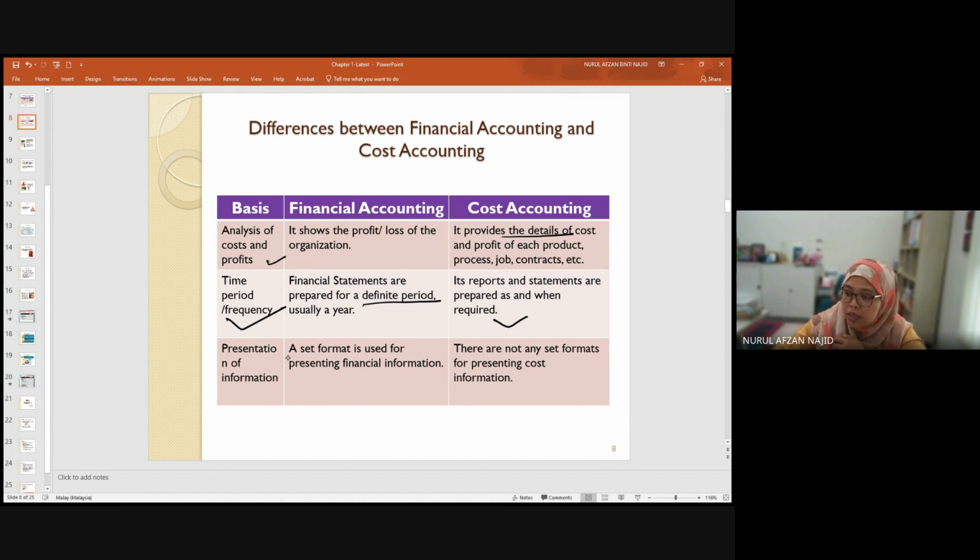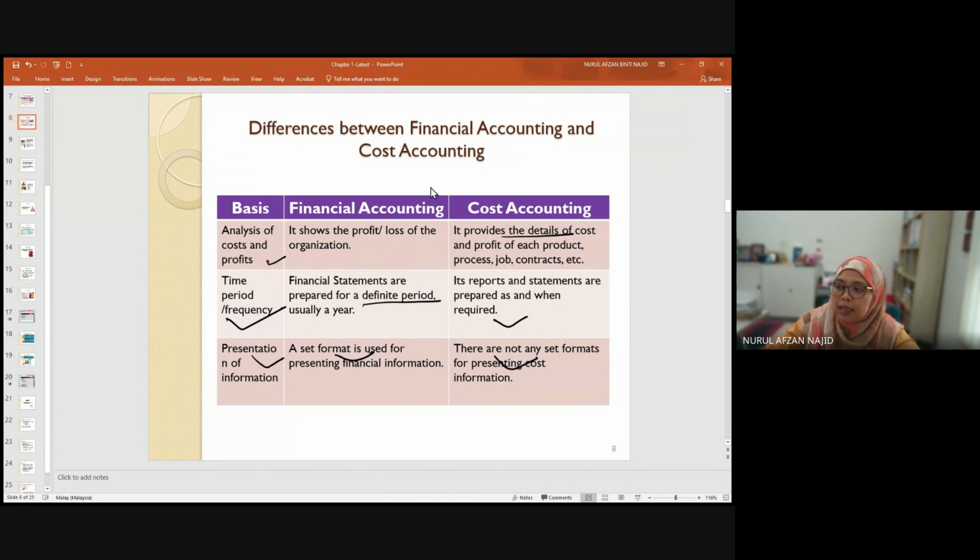In terms of presentation, there is a set of format untuk prepare the financial information. Yang mana you dah belajar format, there is a format for SOFP, there is a format for SOPL. SOFP, you kena start dengan non-current asset, dia ada depreciation and so on. Lepas tu baru current asset, lepas tu totalkan, lepas tu tolakkan dengan owner's equity. That is the format. Tapi untuk cost accounting, there is no format at all. You just menggunakan all the technique, method and approach to make sure that the detail about the cost and profit for each of the product will be used by the manager. Okay?